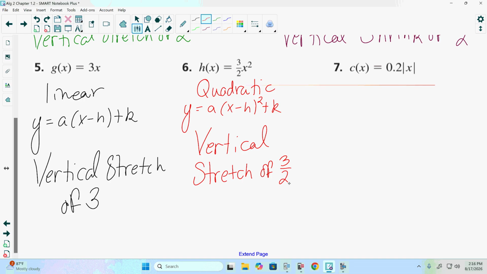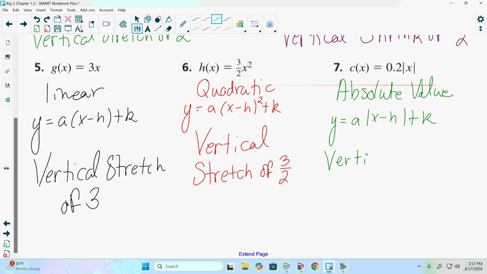Last one, 0.2 times the absolute value of x. Might as well just go on and put it in. It is indeed absolute value. What is our transformation? Vertical shrink, I agree. By or of. Vertical shrink of 0.2.